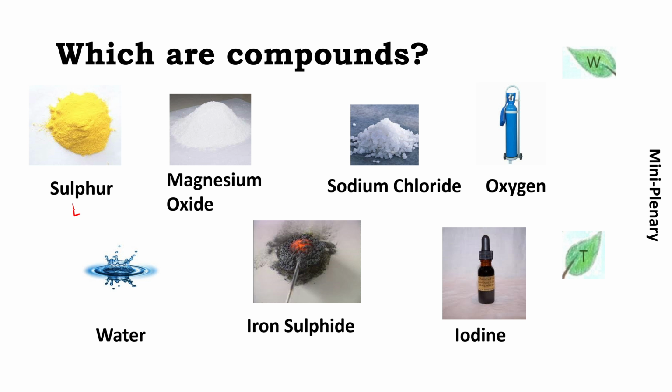So sulfur, hopefully we know this is an element. If you're not sure, you can go onto your periodic table. If you find it there, it's an element. But the easy way to spot if something is a compound, like magnesium oxide is a compound. Sodium chloride is a compound. Oxygen is an element. Water, this is actually H2O, or dihydrogen monoxide, and this is a compound. Iron sulfide is a compound, and iodine is an element.